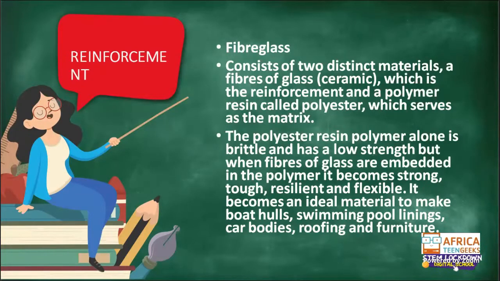But what happens is that if they add this polymer, which is flexible, to the other fibers, at the end of the day it becomes very strong, tough, resilient, and flexible. And it becomes an ideal material to make swimming pool lining, car bodies, roofing, and furniture.